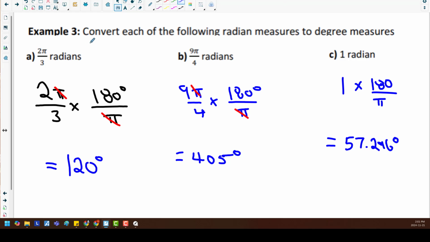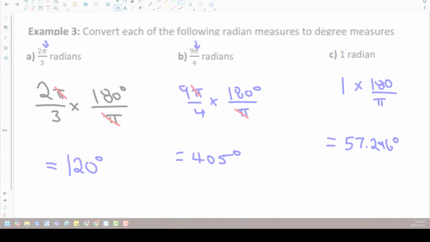And remember, radians do not necessarily have to have that pi symbol. The first 2 examples did. The third example did not have pi anywhere. This was not 1 pi. This was just 1 radian. And in that scenario, you have to plug in the pi value in your calculator to figure out the exact amount. Okay, let's do some practice problems now.